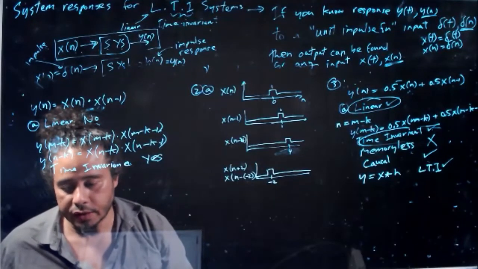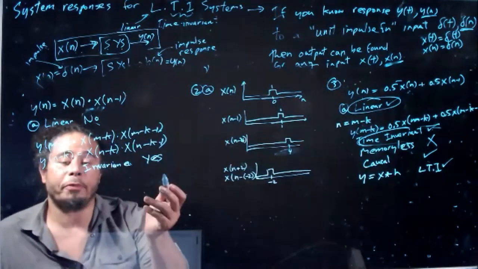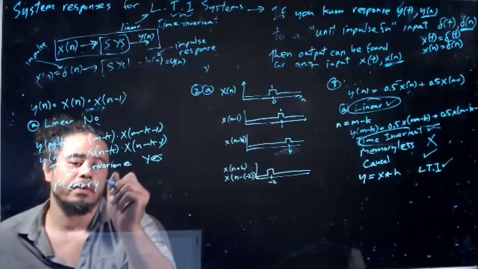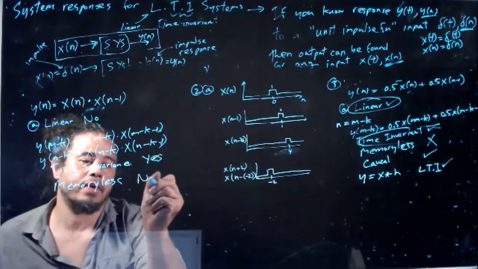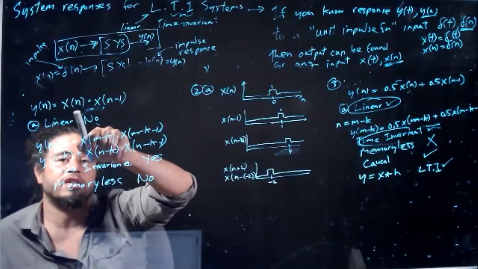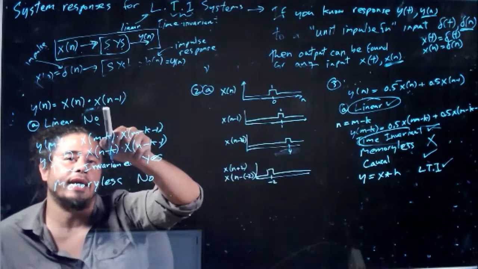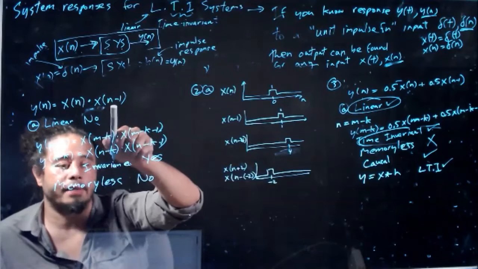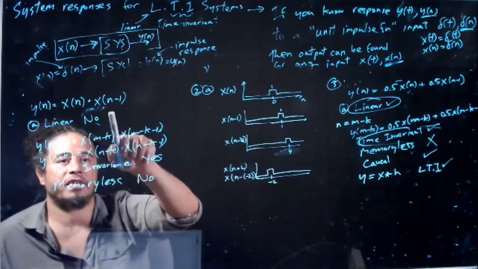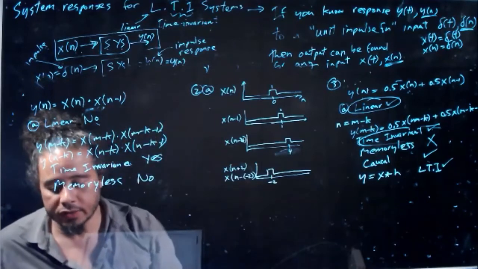Okay, the next question is, is the system memoryless? And the answer to this is obviously no, because y of n depends on x at the current time, which is fine for being memoryless, but also depends on x at some other time. Because there's an x of n minus 1 or an x of n minus k for any k here, the system is not memoryless.